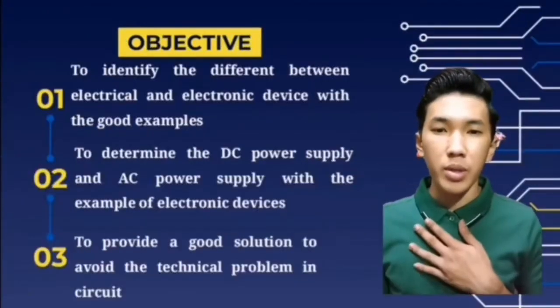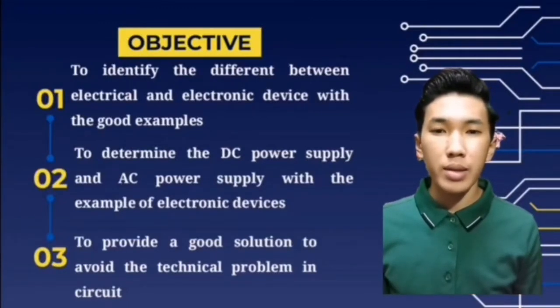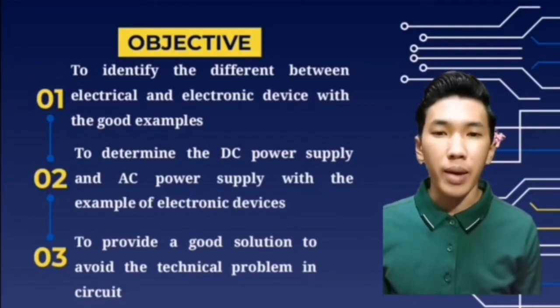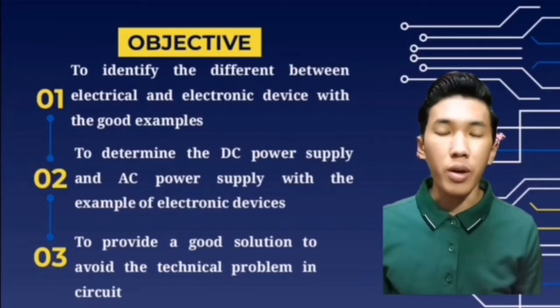Thank you. My name is Muhammad Kamil Fazlin bin Mashor. My part is objective. The first objective is to identify the difference between electrical and electronic devices with a good example. Second objective, to determine the DC power supply and AC power supply with the example of electronic devices. The third objective is to provide good solutions to avoid technical problems in circuits. Next, I will pass to the next presenter.